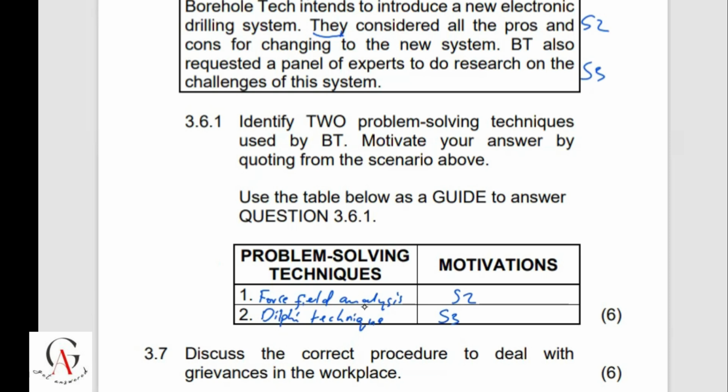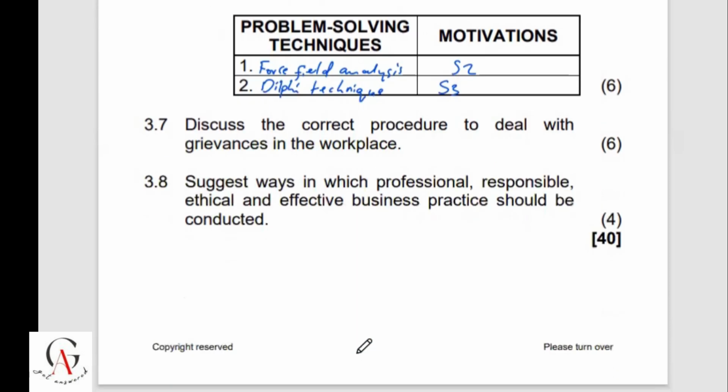Okay, right. So now let's check 3.7. So now 3.7 reads as follows. Discuss the correct procedure to deal with grievances in the workplace. So now remember, when we talk of a grievance in the workplace, it means that as an employee, you are not happy with how things are done at the workplace. Then the moment you are not happy, remember, you are not supposed to shout at your manager. You are not supposed to also utter words that are going to make your manager angry.